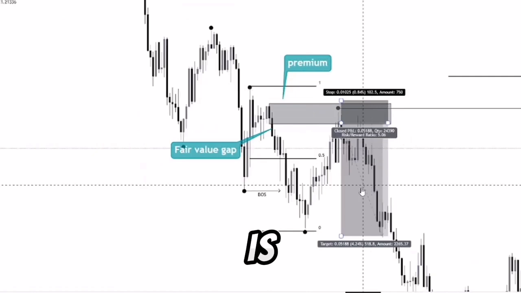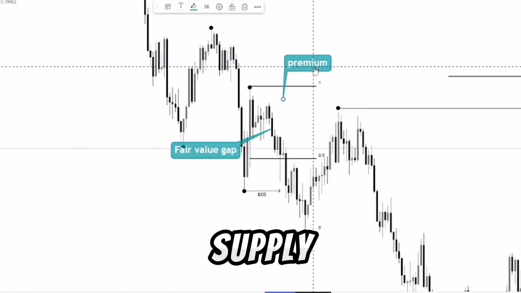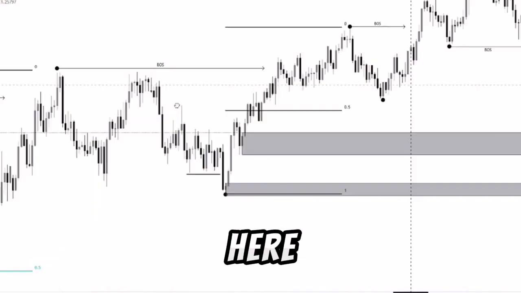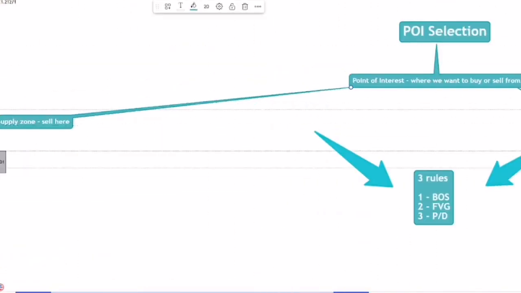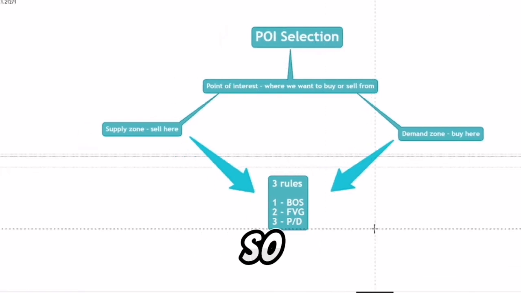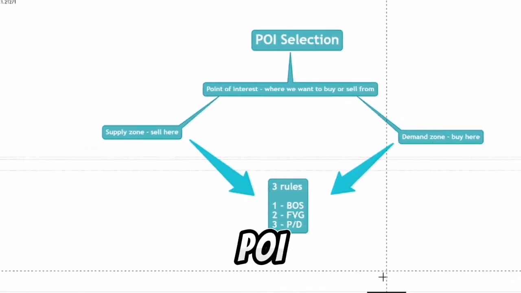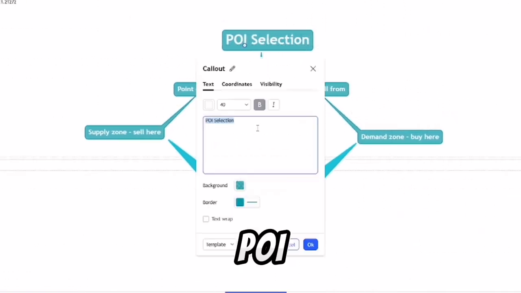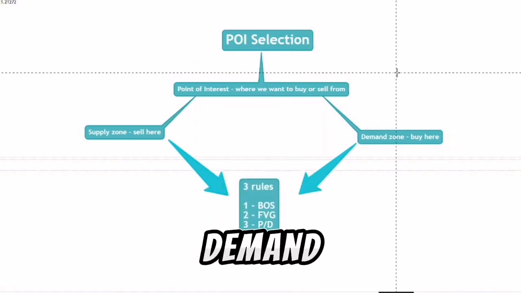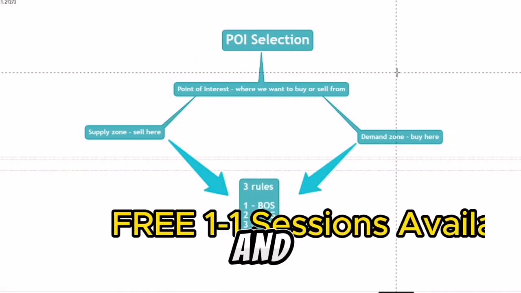So this is how we use premium discount, supply and demand, and POI selection using our 3 rules. If we go back to our 3 rules to summarize, every POI must follow this criteria. I recommend people take notes of this. POI selection: a point of interest is a supply and demand zone. It must be priced correctly, break structure, and leave a fair value gap.